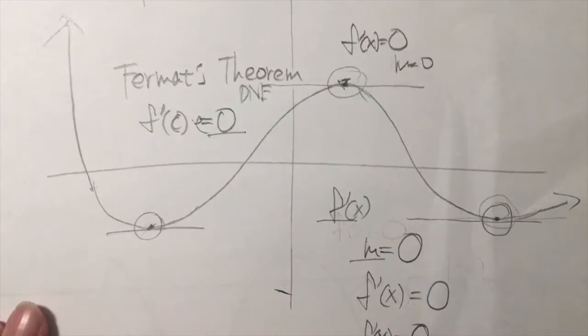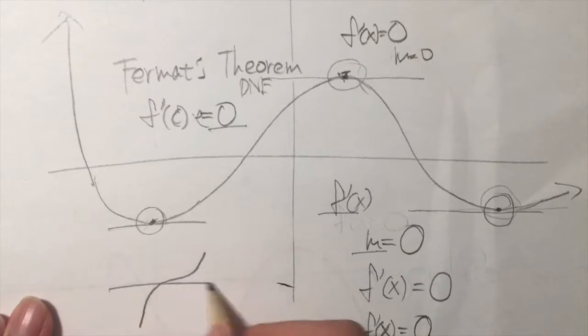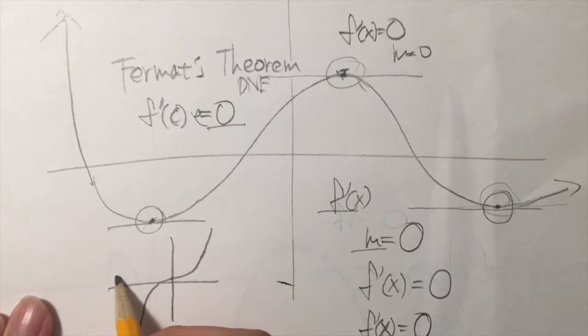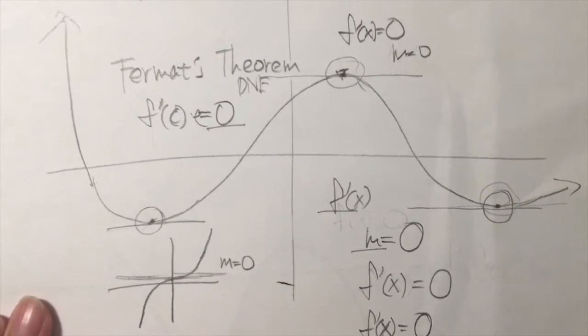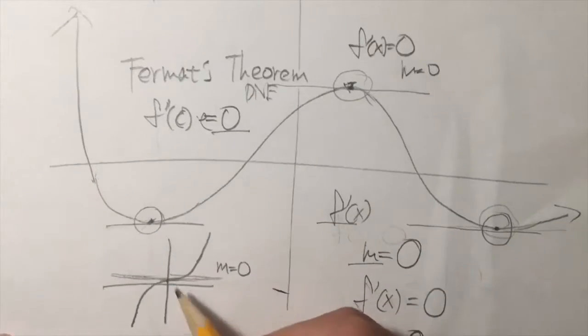However, the theorem does not apply in reverse to functions like this, where at this point, although the tangent line has a slope of 0, it is, as we can see, not a local maximum. To the right of it, the y value is larger than at this point.